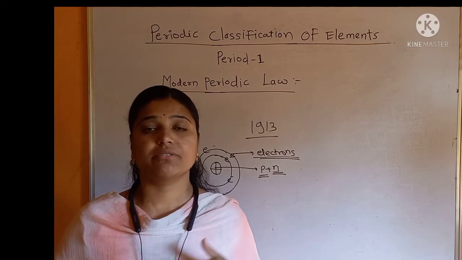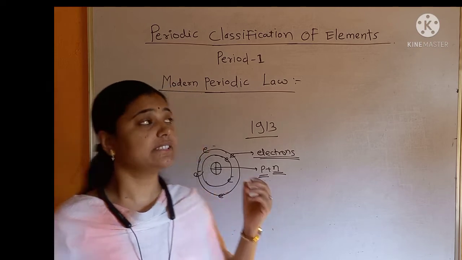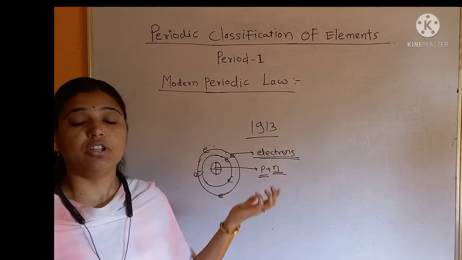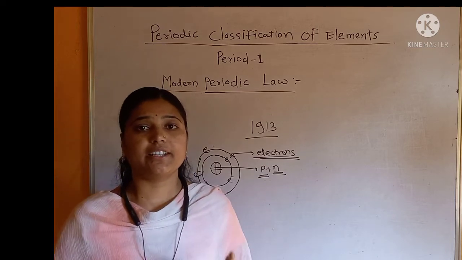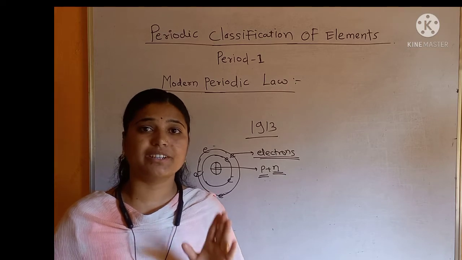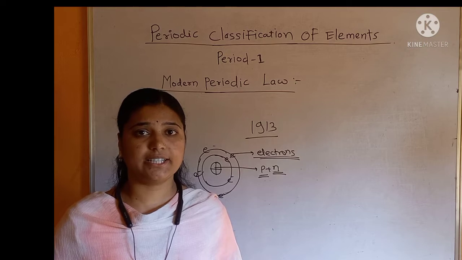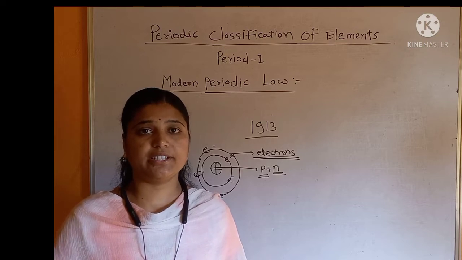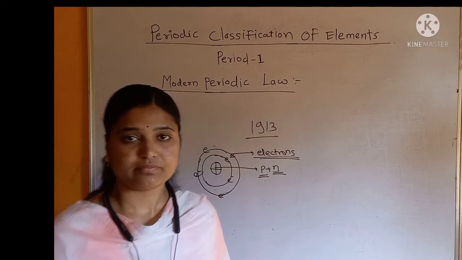In today's lecture we will also see the structure of the modern periodic table. This is about the modern periodic law. In the modern periodic law, one statement is very important: the properties of elements are periodic functions of their atomic number, not atomic mass number. Is it clear? So the next point is the structure of the modern periodic table.